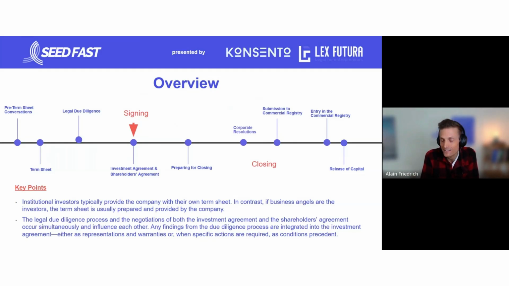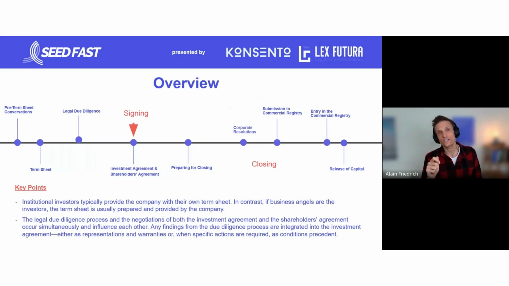It obligates the company and the existing shareholders to issue shares and the investor to pay in a certain amount of money or convert its convertible loan into equity. That's the first part of the investment agreement. And the second part mainly contains representations and warranties. So basically confirmations about the state of the company. We're going to go into details here as well in a later webinar.